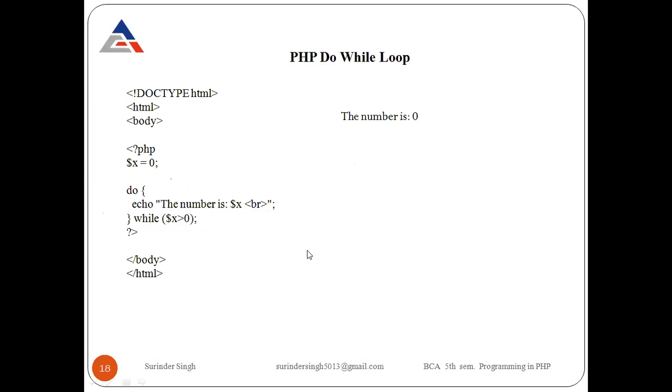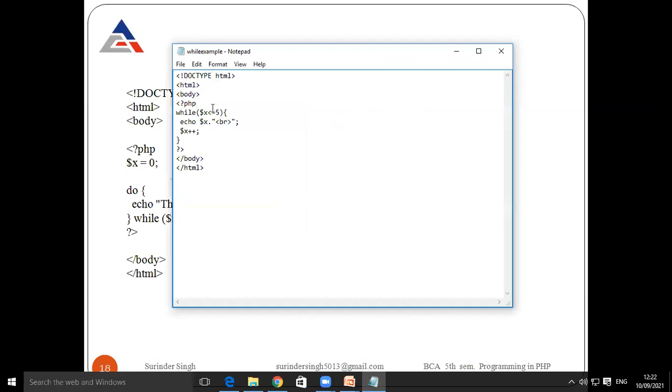Now this is the example. I will show you the difference between while and do while. First we will write the example of do while. First we have a variable named x and assigning it 0. Clear? Here we have echo printing value of x. Clear? Now we are defining while x greater than 0. Clear? And semicolon. Save as.